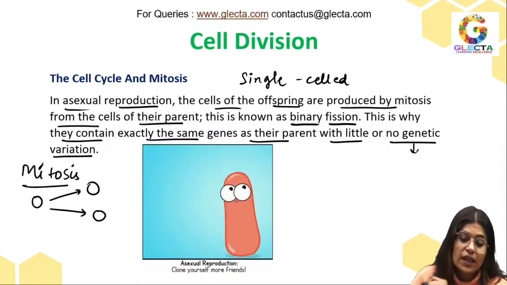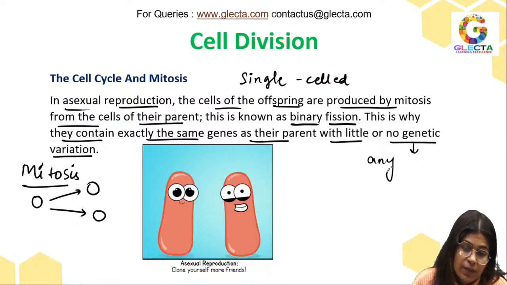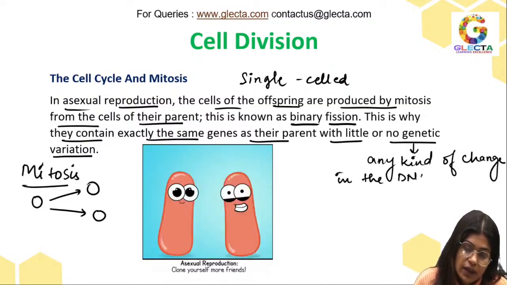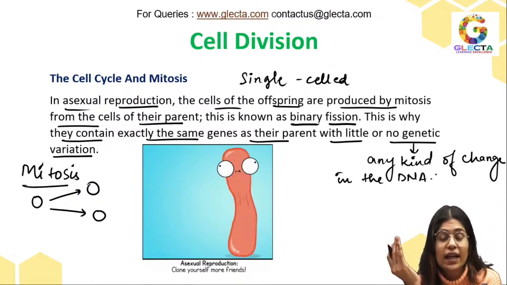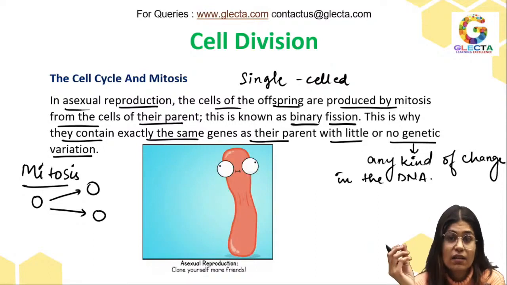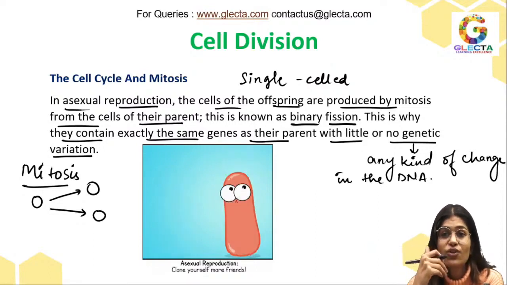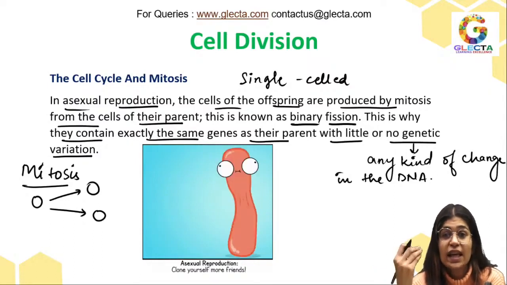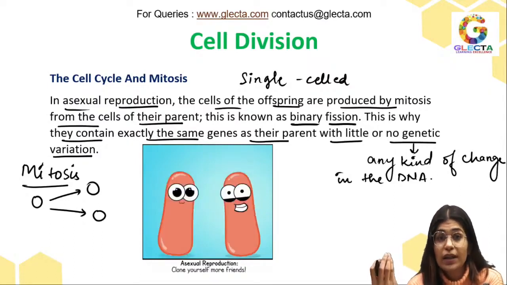Genetic variation means any kind of change in the DNA of the person. So because bacteria are technically just dividing by mitosis, either there's just a little genetic variation or there's no genetic variation at all, which means the DNA stays the exact same. I mean like a clone.